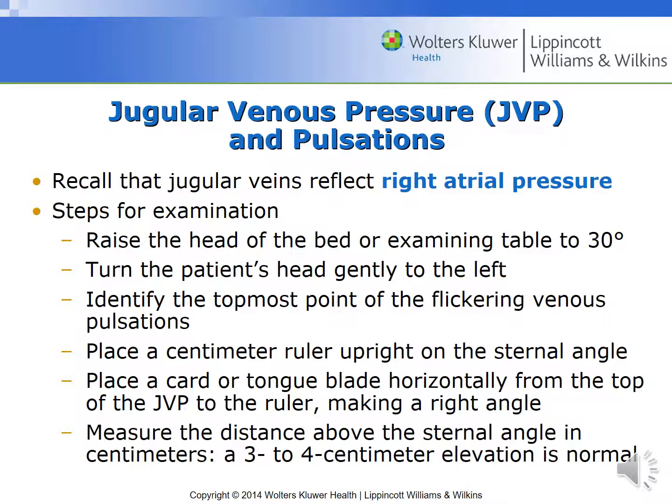You can place a centimeter ruler upright on the sternal angle, and then place a card or tongue blade horizontally from the top of the JVP to the ruler, so that helps make a right angle. Your book covers this as well, but in terms of just talking it through, you want to measure the distance above the sternal angle in centimeters, and if you have a 3 to 4 centimeter elevation, that's normal. Again, don't forget, you're elevating the head of the bed to 30 degrees.